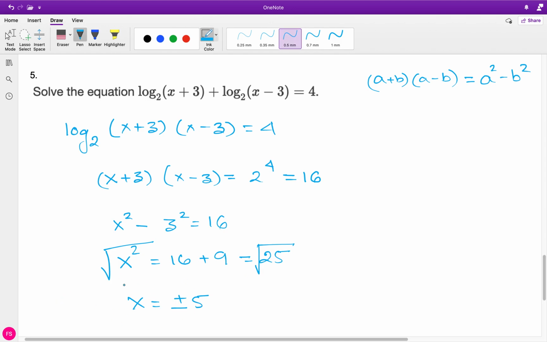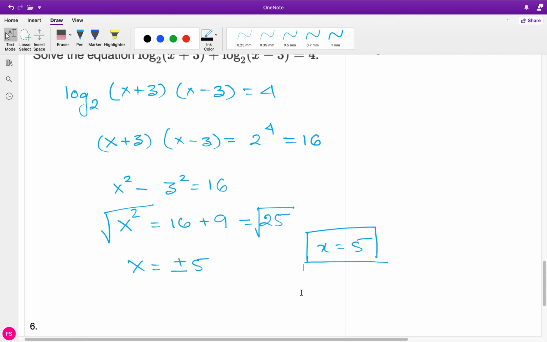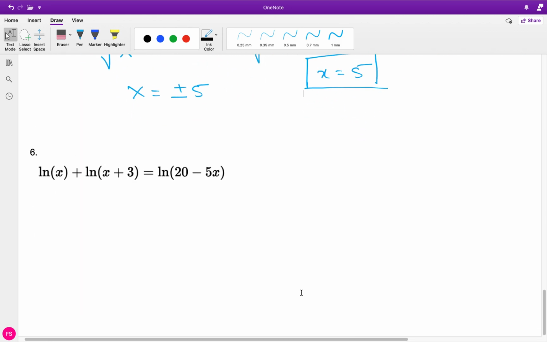Again, log can't be a negative expression, so I'm just going to take x equals positive 5. If you want, you can substitute x equals negative 5 into this equation and try to solve it. You will get a math error. That's undefined. That means the answer to this question is only x equals 5. Let's move to the last question, almost there.